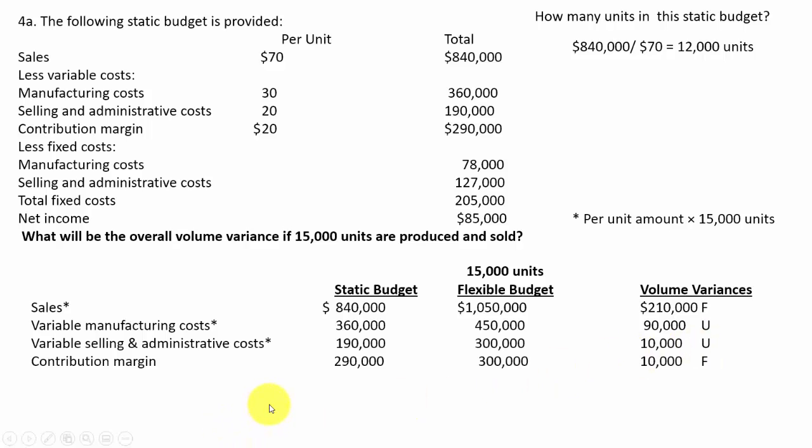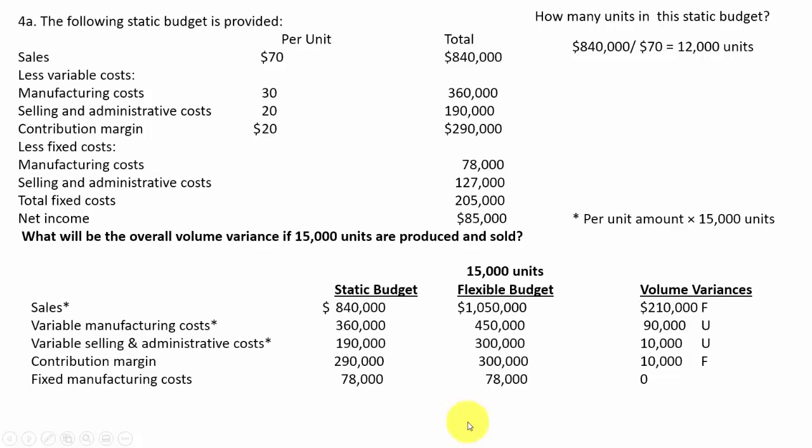Next, we'll have a contribution margin, and that contribution margin is really just sales minus these variable costs to get $290,000. So we got $290,000 here, and under our flexible budget, it'll be sales of $1,050,000 minus these looks like $750,000 worth of variable cost to come up with $300,000 worth of contribution margin. And it looks like the overall difference here is going to be $10,000, and it's favorable because the actual contribution margin is higher than what the static budget called for.